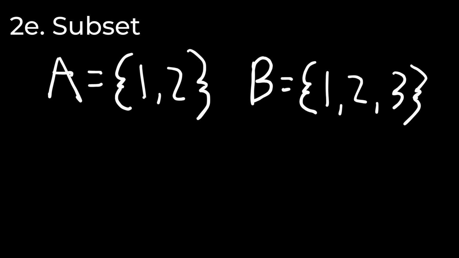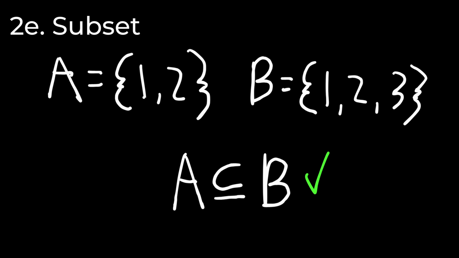A subset checks if all elements of one set are in another, and is written with this rotated U symbol with an underline. For example, if you had set A that contained the elements 1 and 2, and set B that contained the elements 1, 2, and 3, then A subset of B would be true, because the elements in set A are within set B, making A a subset of B.